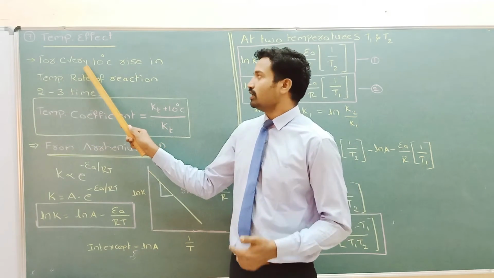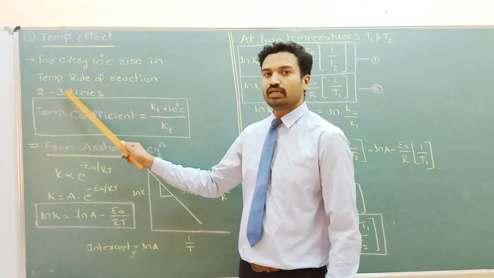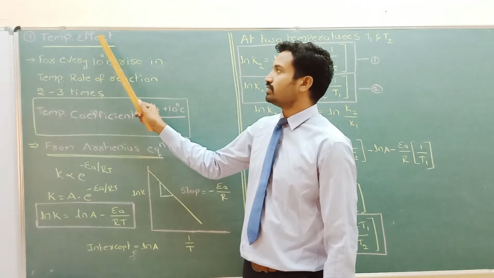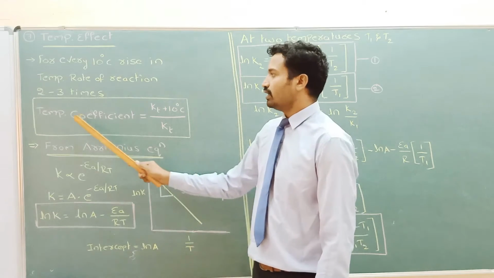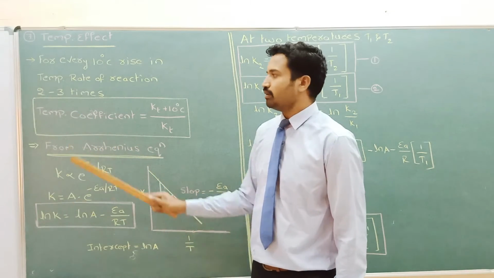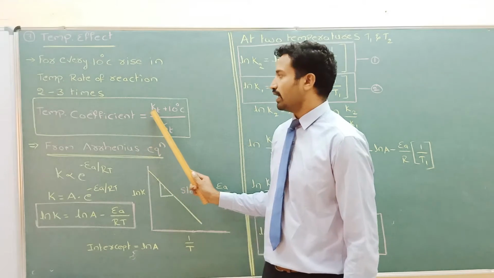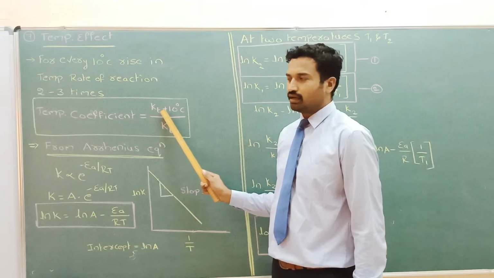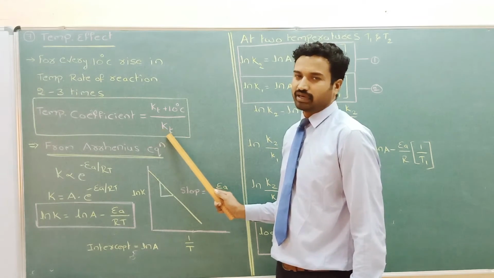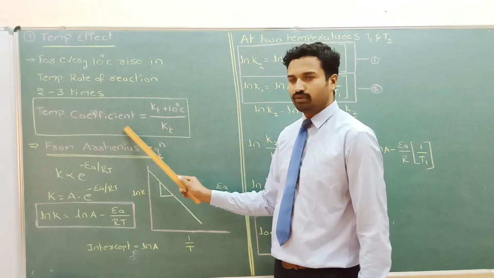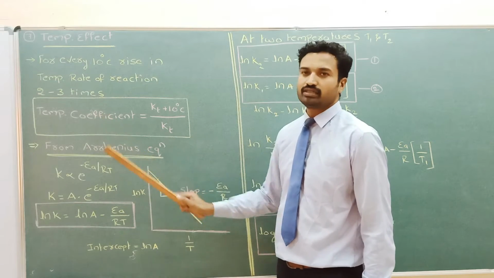Next, if we increase the temperature by 10 degrees, the rate of reaction becomes 2 to 3 times. So the rate of reaction is directly proportional to temperature. If we increase the temperature, the rate of reaction increases. Here, the temperature coefficient is represented with mu. Temperature coefficient is equal to K, the rate constant at T plus 10 degrees centigrade, divided by K, the rate constant at T temperature. So temperature coefficient mu is equal to K(t+10) by Kt.